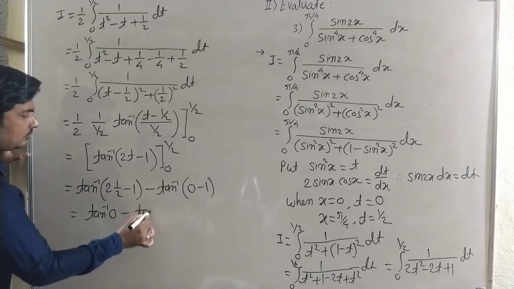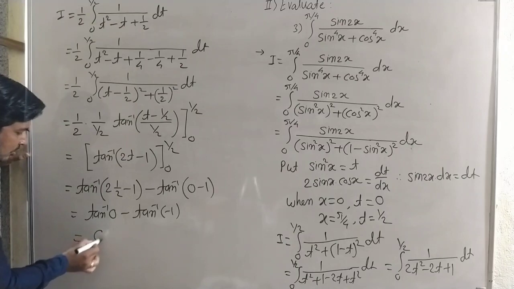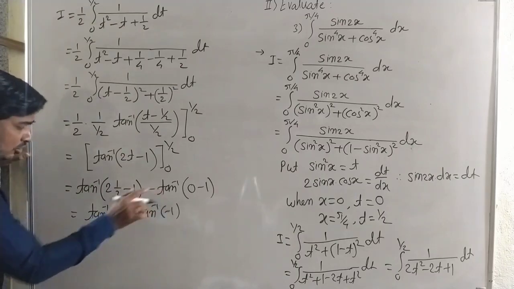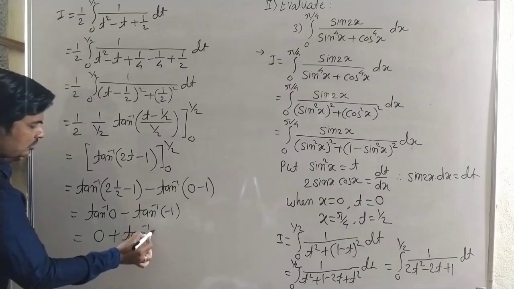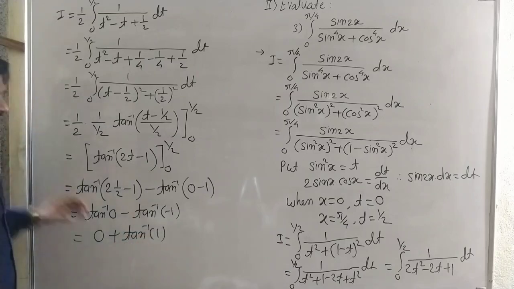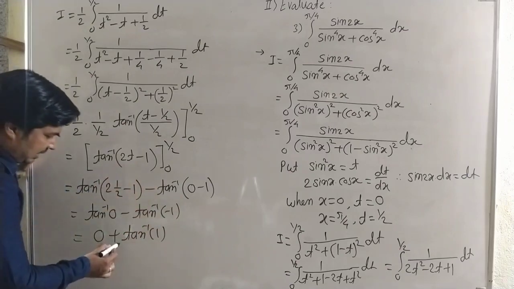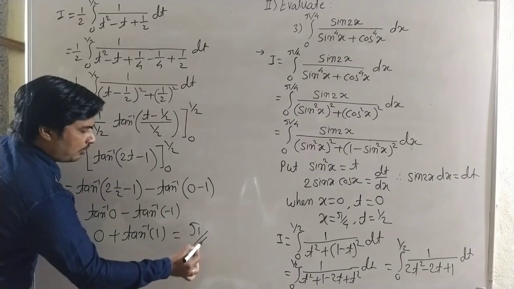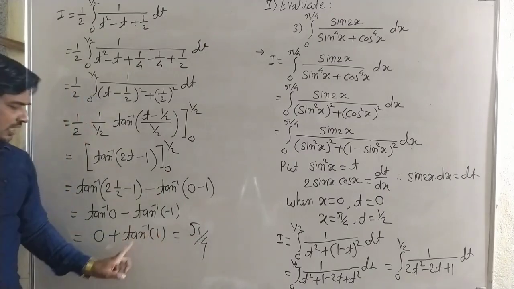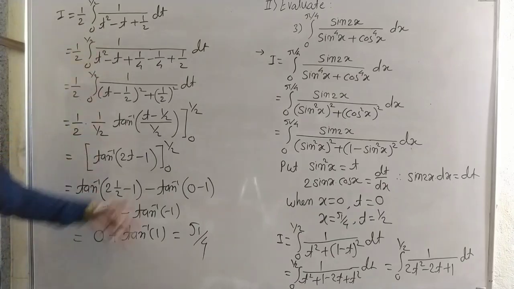Minus tan inverse of minus 1. Tan inverse of 0 is 0, but here tan inverse of minus 1 with the minus sign becomes plus tan inverse of 1. Okay, tan inverse of minus x is minus tan inverse x, and then 0 plus tan inverse of 1, which is pi by 4. Tan inverse of 1 is pi by 4. That is the answer of this question. It is pi by 4.